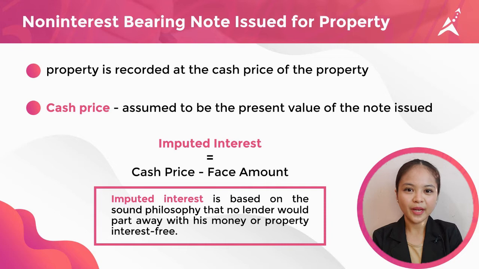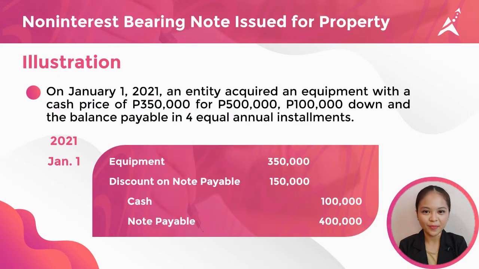When a non-interest bearing note is issued for property, the property is recorded at the cash price of the property. The cash price is assumed to be the present value of the note issued. The difference between the cash price and face amount of the note payable represents the imputed interest. The imputed interest is based on the sound philosophy that no lender would part away with his money or property interest-free. Let's try an example again for this topic.